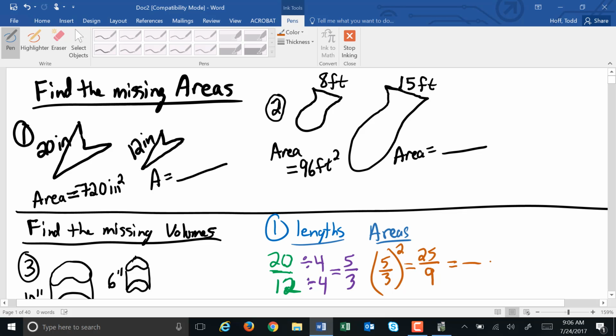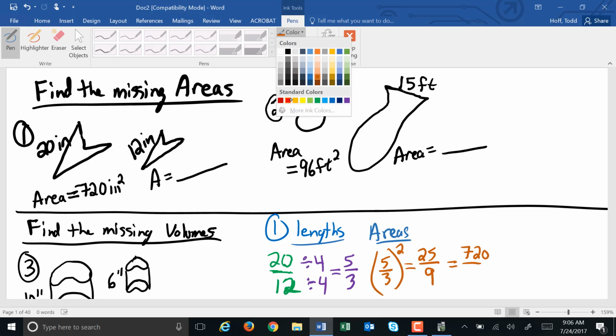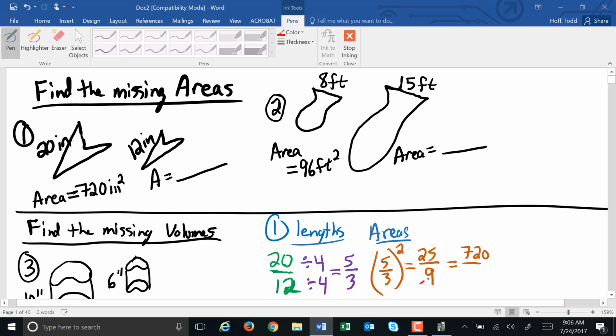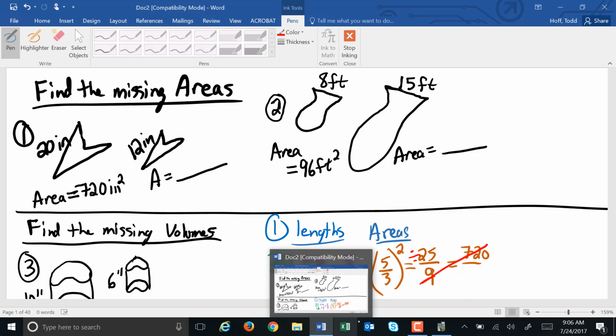Now where does the 720 go? On top. And to find my missing number, I cross multiply as soon as my display comes back up for you. 9 times 720 divided by 25.